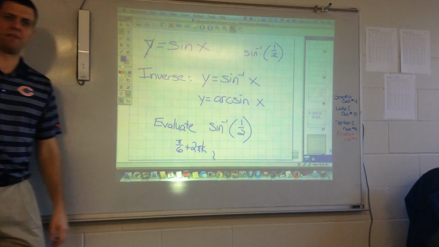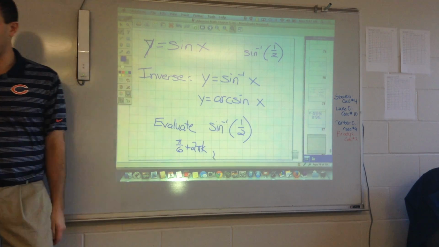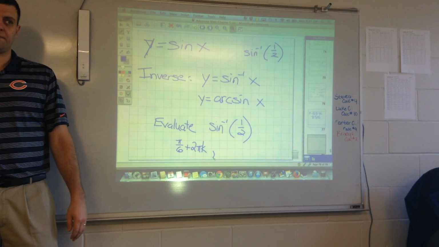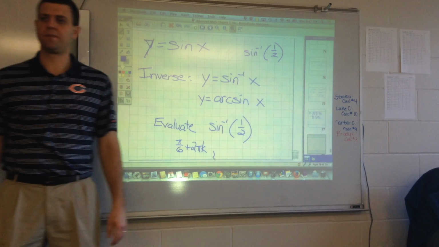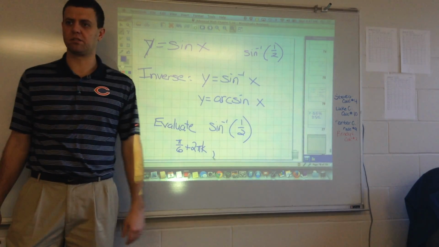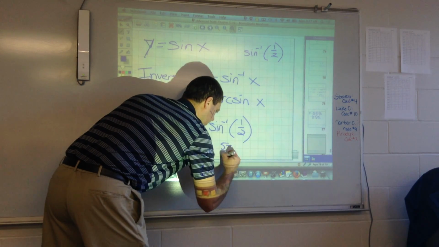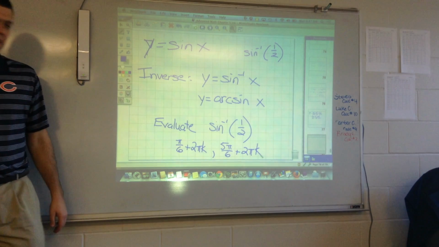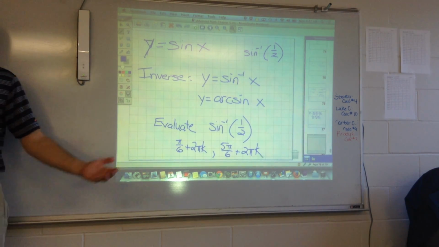What would be the other set of answers? Where else is the sine of some angle 1/2? What quadrant would that be in? Second. What's the 30-degree angle in the second quadrant? 150. What is that in radians? 5 pi over 6. So you could say 5 pi over 6 plus 2 pi k. If you had to find every possible answer, this is the way you would have to do it. It's kind of a pain.